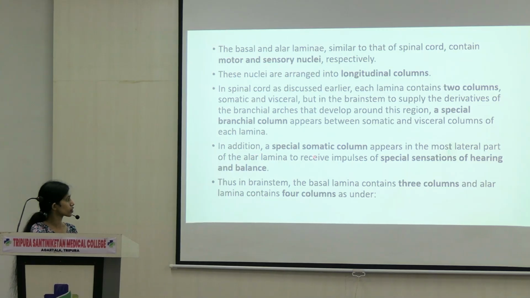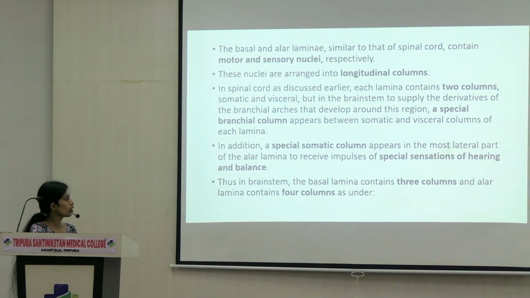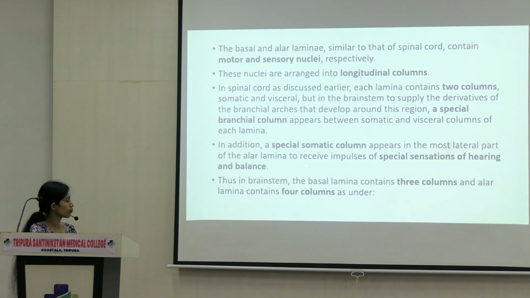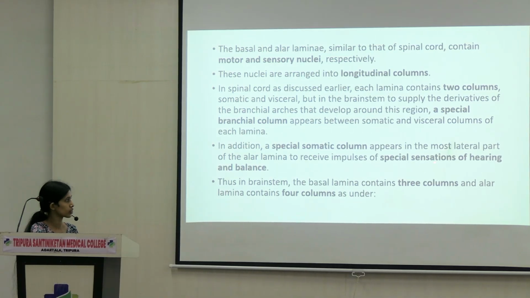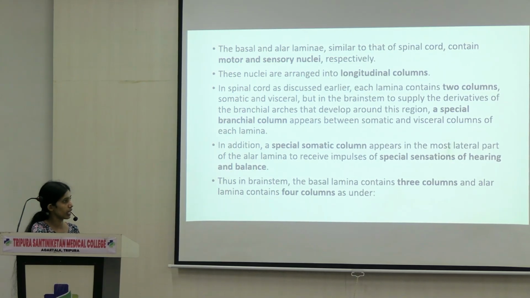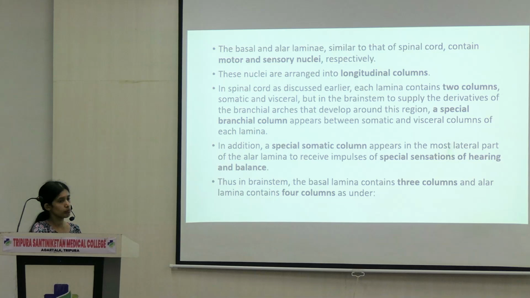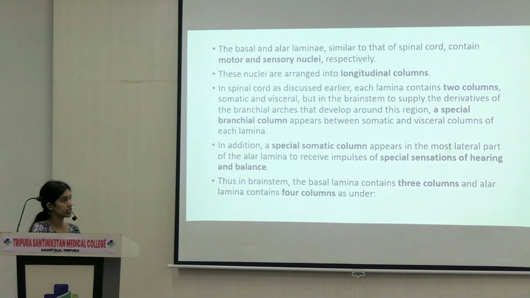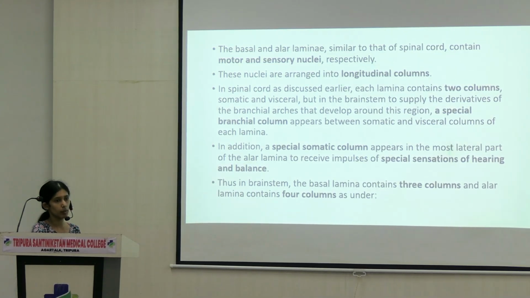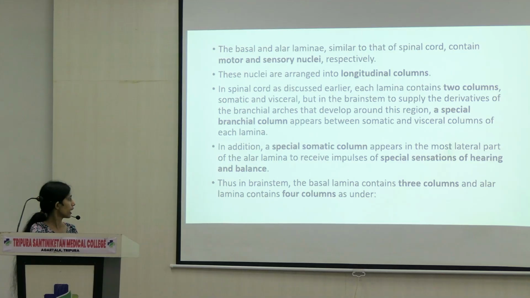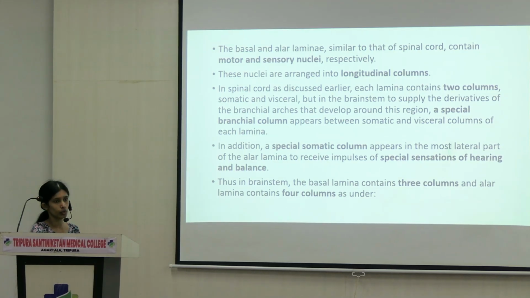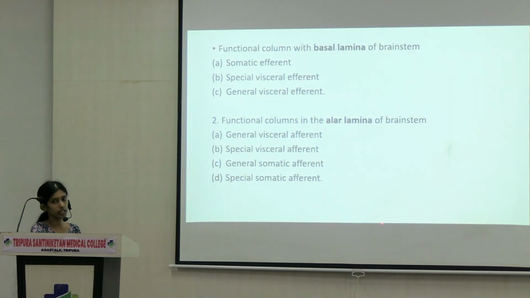In addition, a special somatic column appears in the most lateral part of the alar lamina to receive impulses of the special sensations of hearing and balance. Here I have written that your special somatic afferent column is responsible for the vision pathway and also the hearing pathway and also your balancing capacity. Okay. Thus in the brainstem, the basal lamina contains only 3 columns and the alar lamina contains 4 columns. So these are the columns.